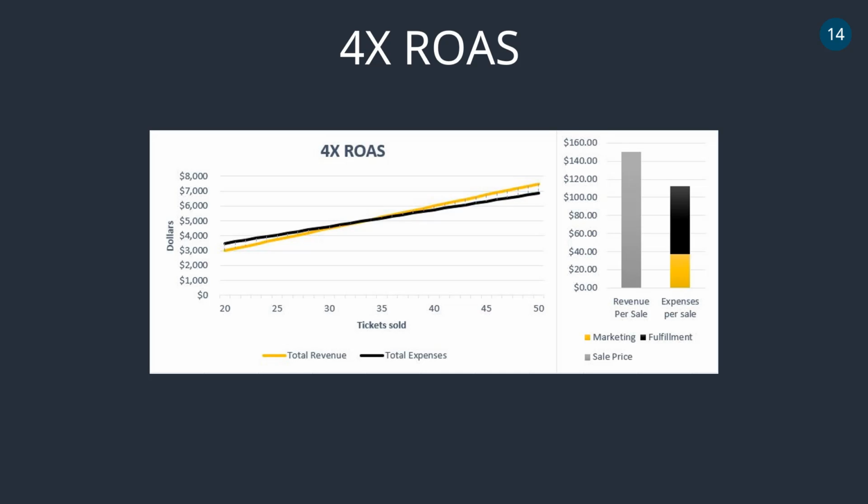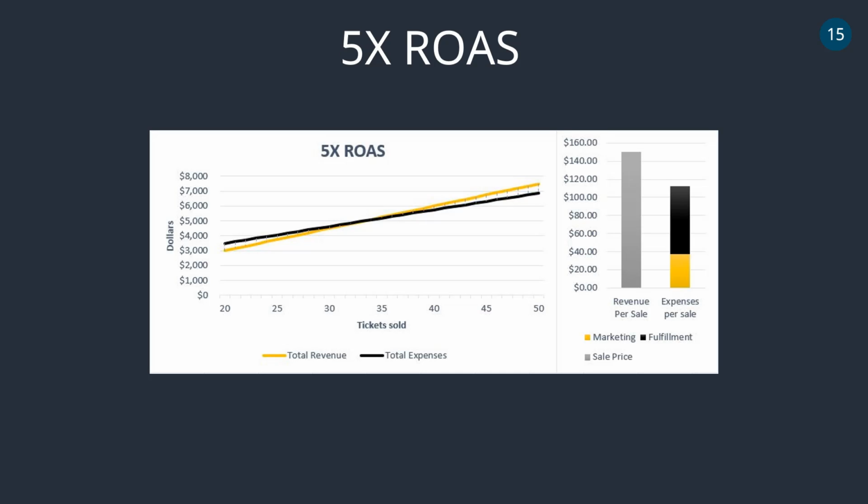4 times ROAS. If you really want to make a profit from your online marketing campaigns, you need to get them to produce at least $4 revenue for every $1 you spend on advertising. Once you hit a 4-to-1 ROAS, your business covers its expenses after 14 flights. If you make 40 flights in a month, you'll only have to pay for marketing and fulfillment on 6 flights. At $37.50 profit per flight, you make $225 per month. All of a sudden, your online marketing is starting to make a lot more sense.